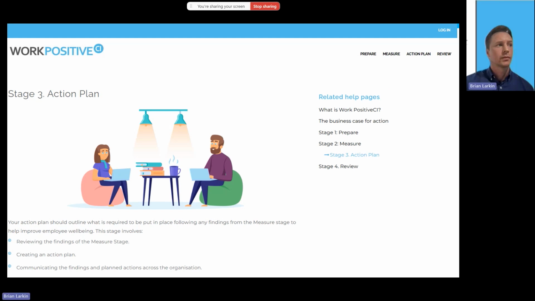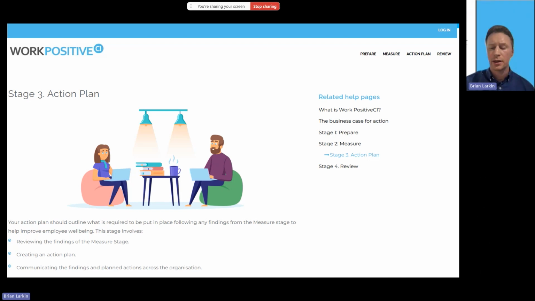The next stage is the action plan stage. So I suppose this is a crucial stage for turning those insights into meaningful improvements. You will review the findings of the measure stage. So your online survey and the results of that online survey are available through your registered account. And just to emphasize, the survey that employees complete is completely confidential.